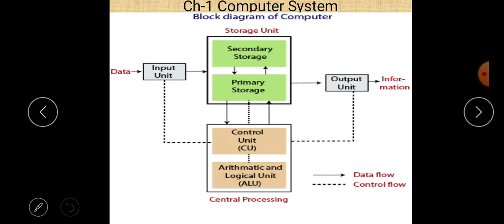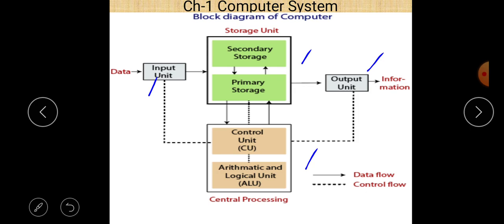So this is the block diagram of a computer system. When we talk about the block diagram, it simply means that we write the different parts of a computer system in the form of blocks and interconnect them to each other by the sign of arrow. Now if we divide computer system into 4 different parts, then we have input unit, output unit, central processing unit and storage unit. These are the 4 different parts of a computer system.